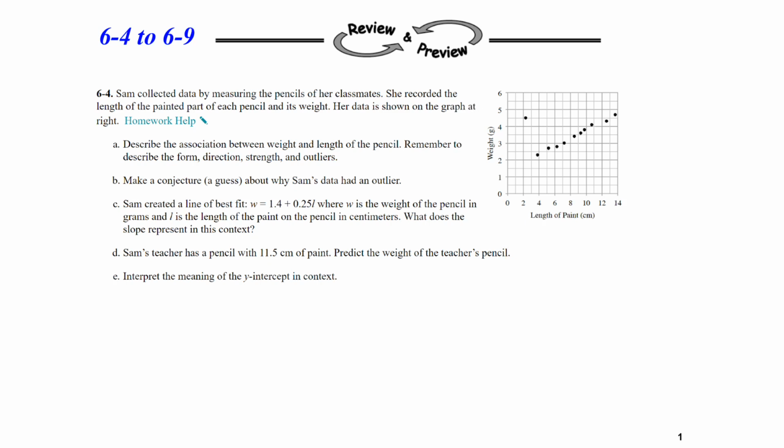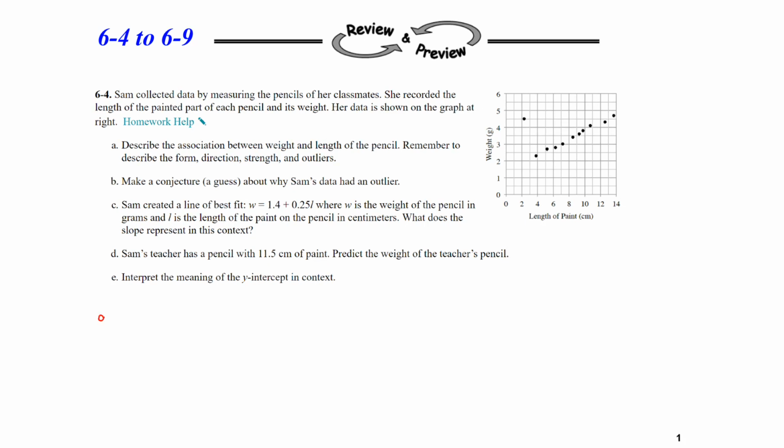Question 6-4 is going to relate back to what we just did in the core questions. 6-4, Sam collected data by measuring the pencils of her classmates. She recorded the length of the painted part of the pencil and its weight. Her data is shown on the graph at the right. On part A, it wants you to describe the association between the weight and length of the pencil.